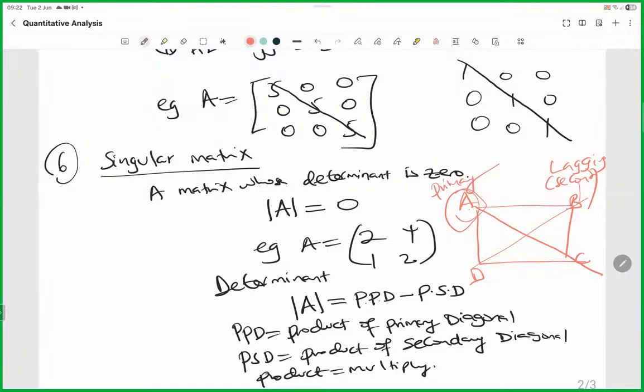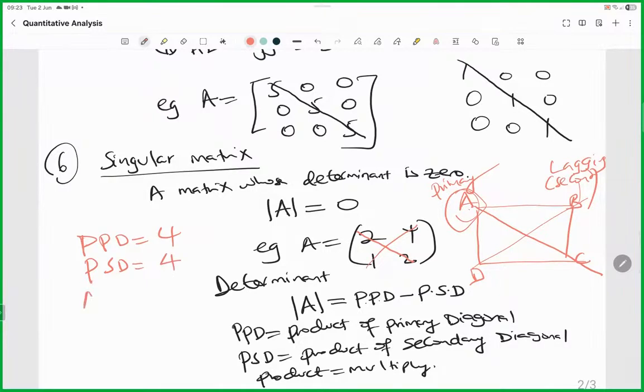So if you've got a matrix like this, this is the first element of this matrix. That diagonal which runs like this from the first element is what we call primary. So I want you to go ahead and multiply the product of the primary diagonal. So this will be 2 times 2, giving me 4. And then we have 1 times 4, the product of the secondary diagonal. 1 times 4 is 4.